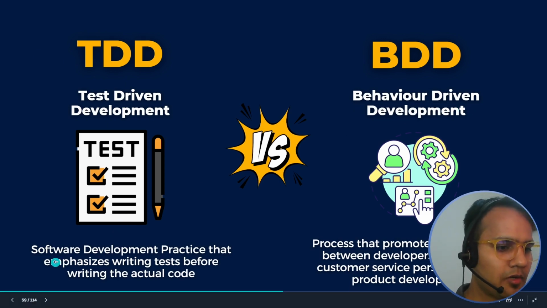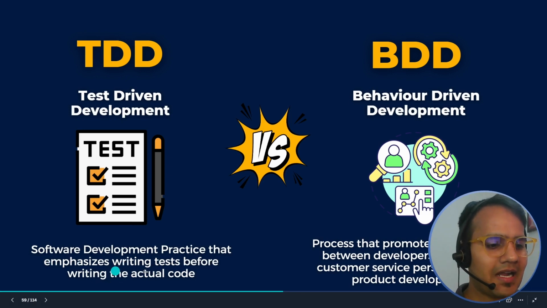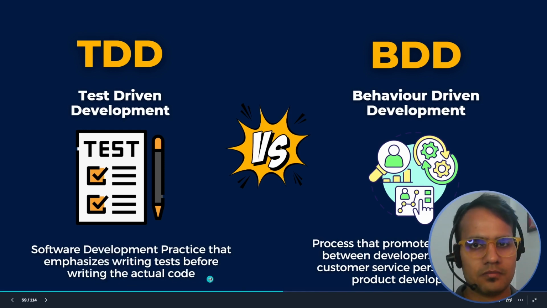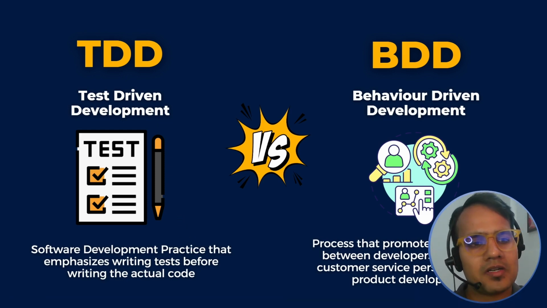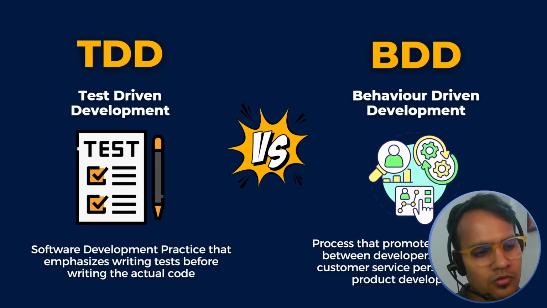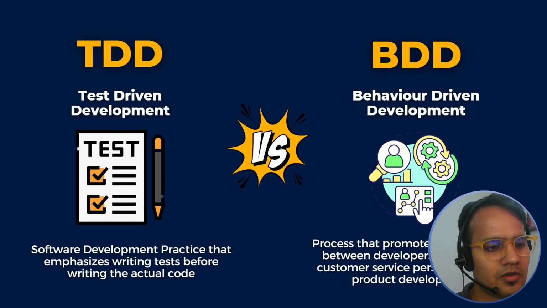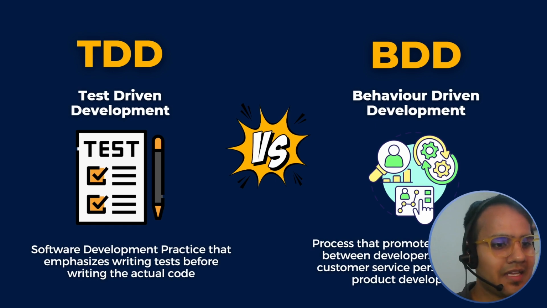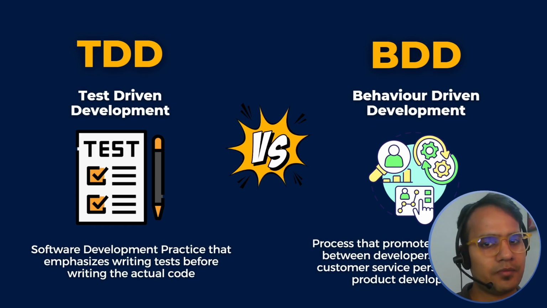So what is test driven development? TDD is a software development practice that emphasizes writing tests before writing the actual code. What does that mean? Whenever developers are writing code, at the same time, as a tester, we also start our test design, creating test cases, reading out the requirements and all those things. Then it becomes test driven, like we are writing test cases before development has started. That is called the TDD approach.